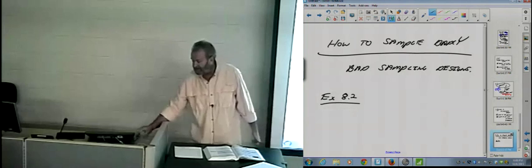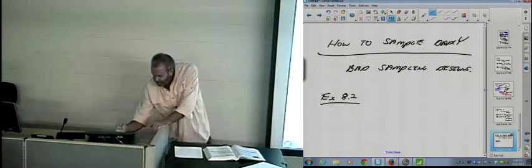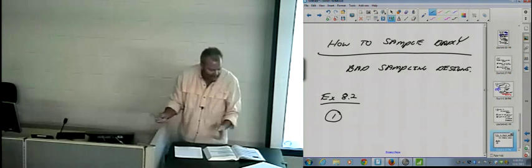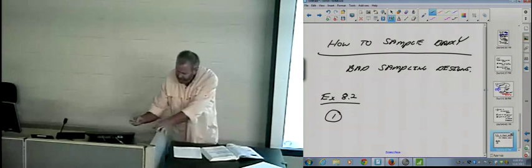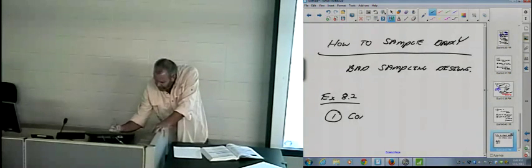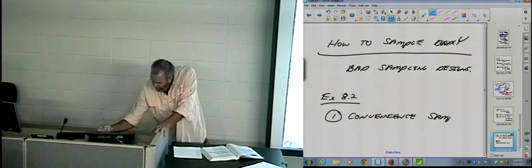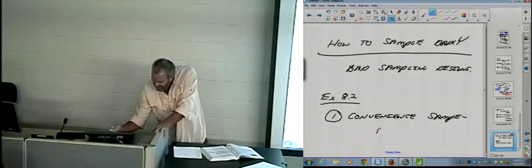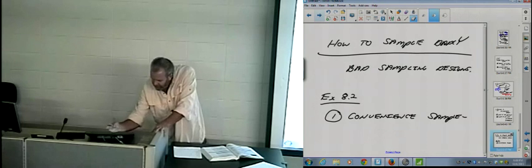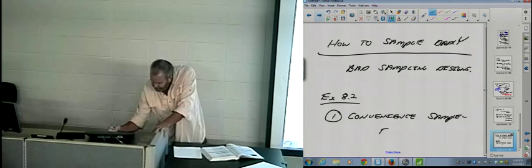The problem with this, and it has a name, is called a convenience sample. It's the easiest to reach. This is not good.